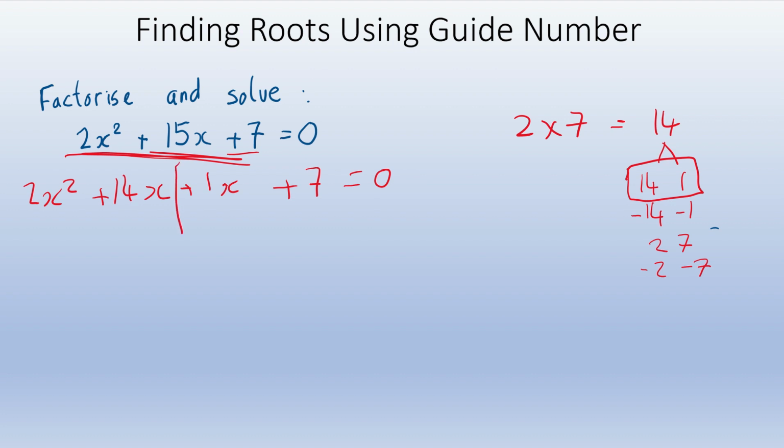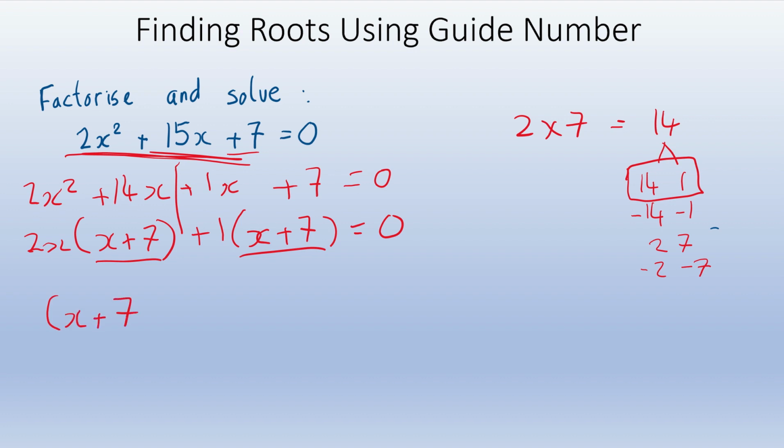I'm going to split those up. The highest common factor between 2x squared and 14x is 2x, and in my brackets, I'm going to have x plus 7. On this side, my highest common factor is 1. In my brackets, I'm going to have x plus 7, equals 0. We notice that I have an x plus 7 here and an x plus 7 here. It's the highest common factor between those two terms, so I'm going to take that out. x plus 7. The things left over are my 2x and my plus 1. So in my brackets here, I'm going to have 2x plus 1 is equal to 0.